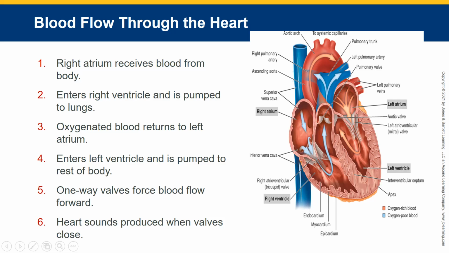But the left pulmonary veins and the right pulmonary veins would dump blood into the left atrium, goes through that mitral valve, or the bicuspid, into the left ventricle, goes back out through that aortic valve, the last one-way valve, through the aorta, and it goes out to the rest of your body, to systemic blood vessels.